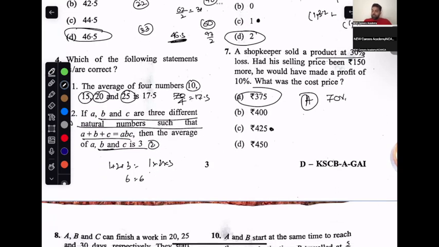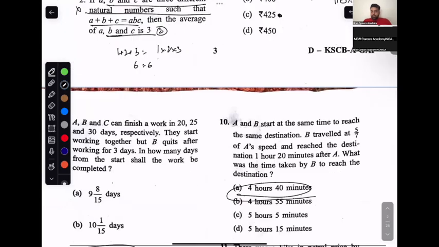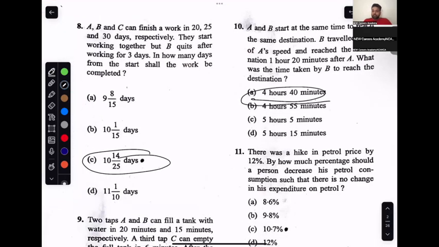A shopkeeper sold a product at 30% loss. That makes it 70. He had sold it at 10% profit. It's 110%. The difference between the two is 40%, which is equal to 150. 80% is 100. Oh, sorry, 80% would be 300, so 100% would become 375. That's your answer. Next question.